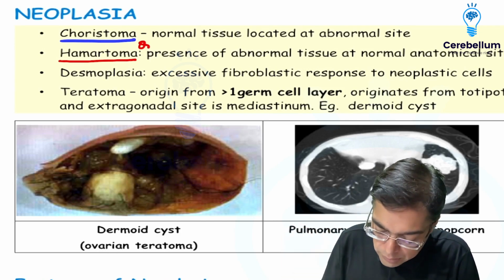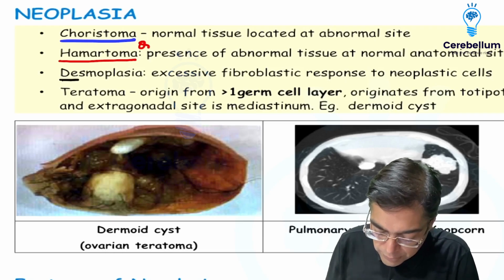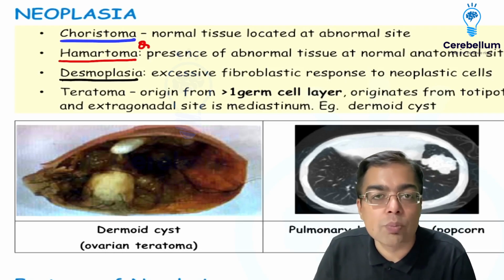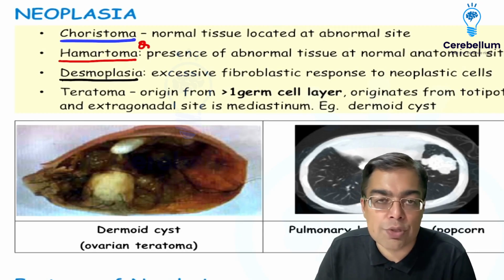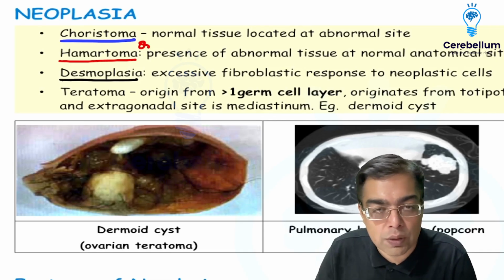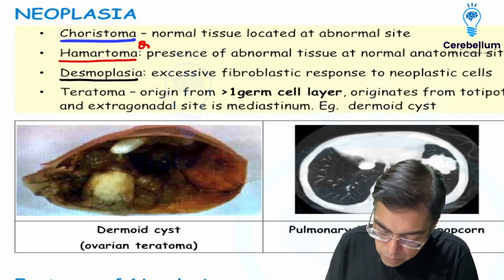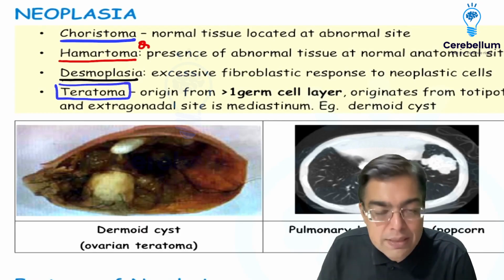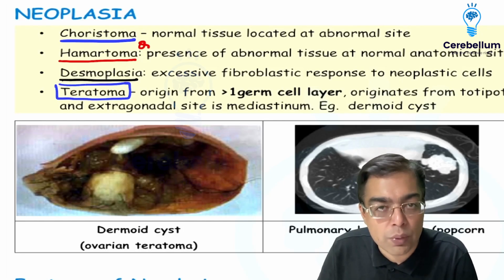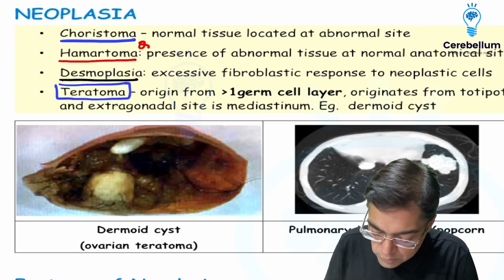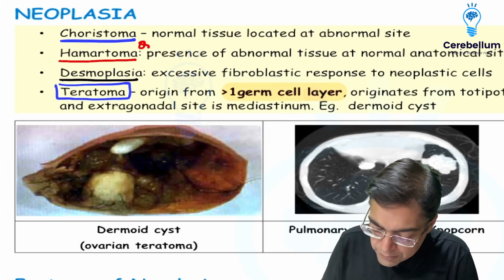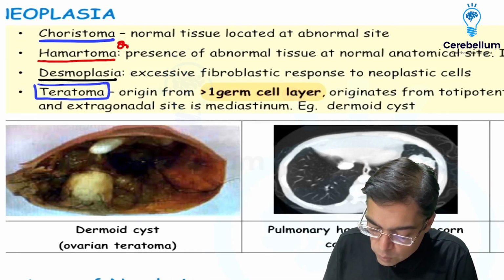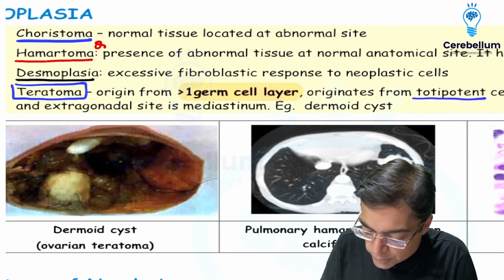If we talk about a term that you read in the questions, that is desmoplasia, there is too much of a fibroblastic response that you see around the tumor, which is because of the secretion of certain types of fibrogenic cytokines. Whenever we're going to be talking about a special example of a tumor that is given the name of a teratoma, what makes it so special is that it is going to be having its origin from more than one germ cell layer. And this is going to be primarily because of the fact that this is going to be associated with the origination from the totipotent cells.